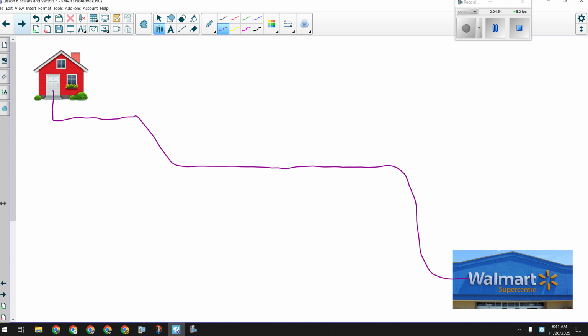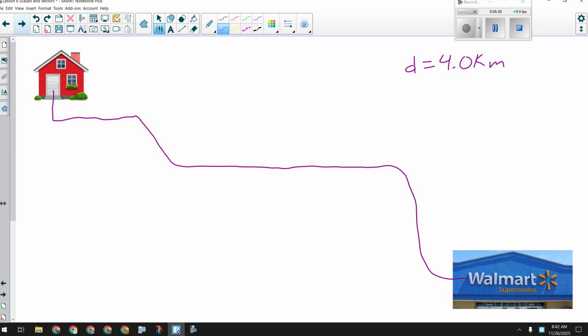Is it a straight line? It's not. Let's say that by the time you get to Walmart, you have traveled 4 kilometers. Is that a distance or a displacement? That's a distance. Doesn't have a direction on it, does it? It's the path I followed. It's how far I actually had to, let's say, walk in order to get to Walmart. I had to walk 4 kilometers.